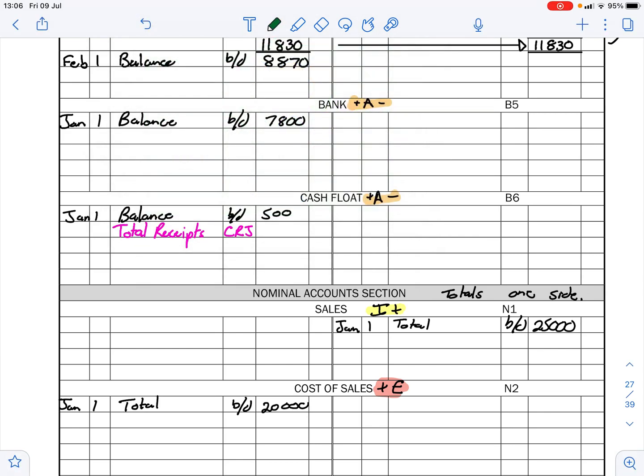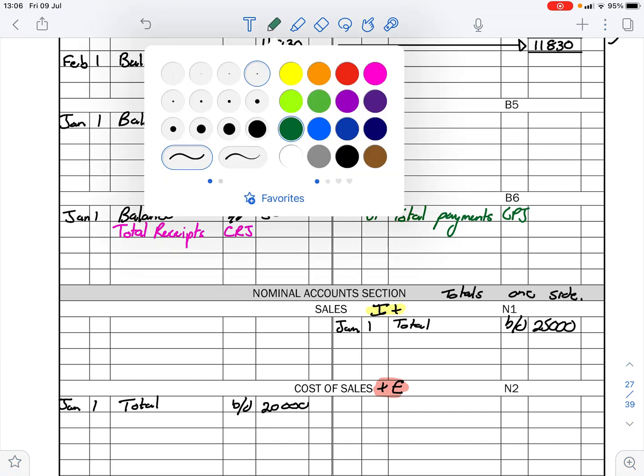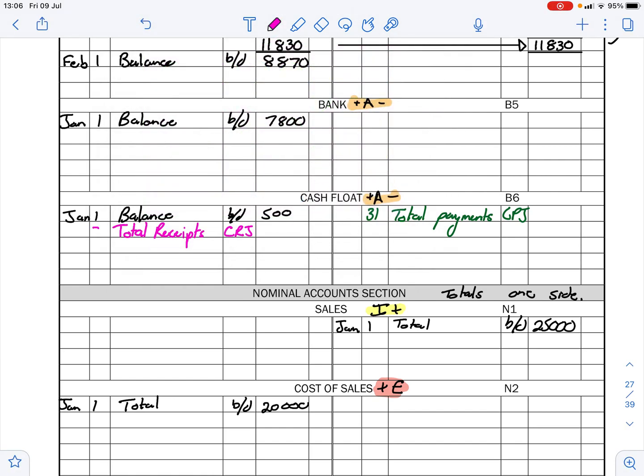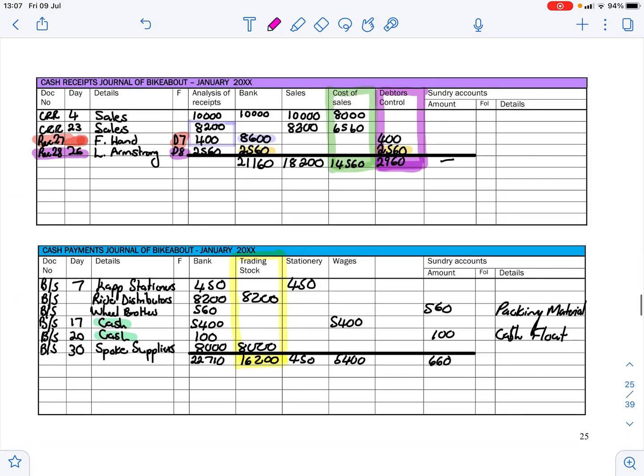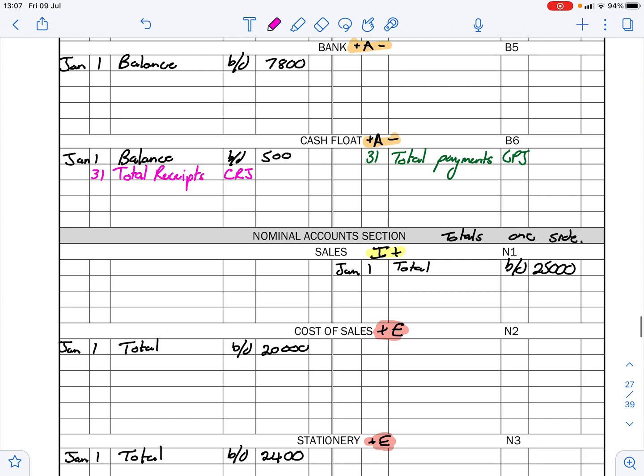We also pay money. And this is what we call total payments, which includes all of our payments from our CPJ. Both of these have their own columns in the CRJ and the CPJ respectively. So we go up and we'll start with our total receipts. We have a total receipts of 21,160 rand. So we can put that in.